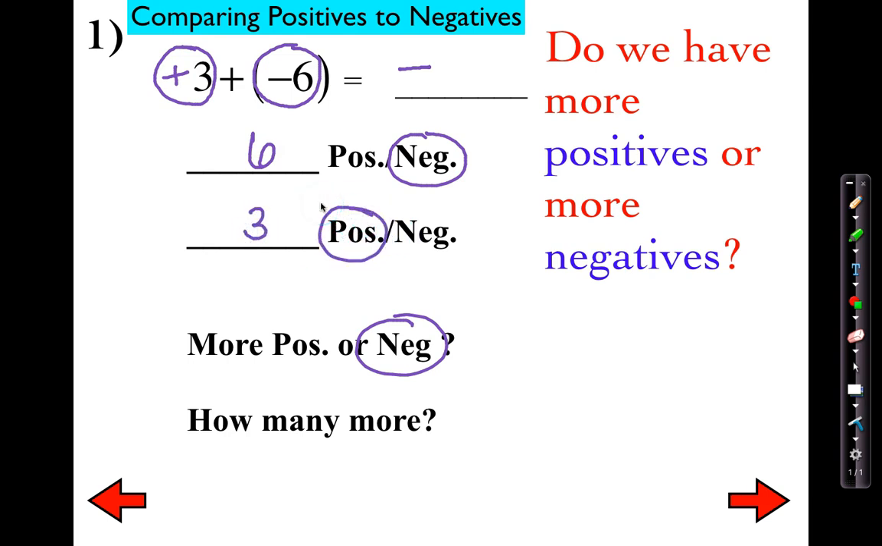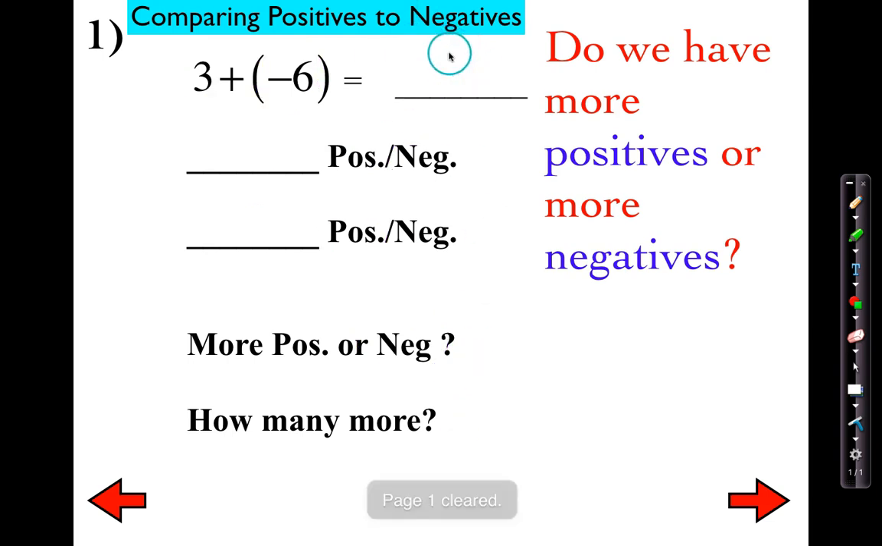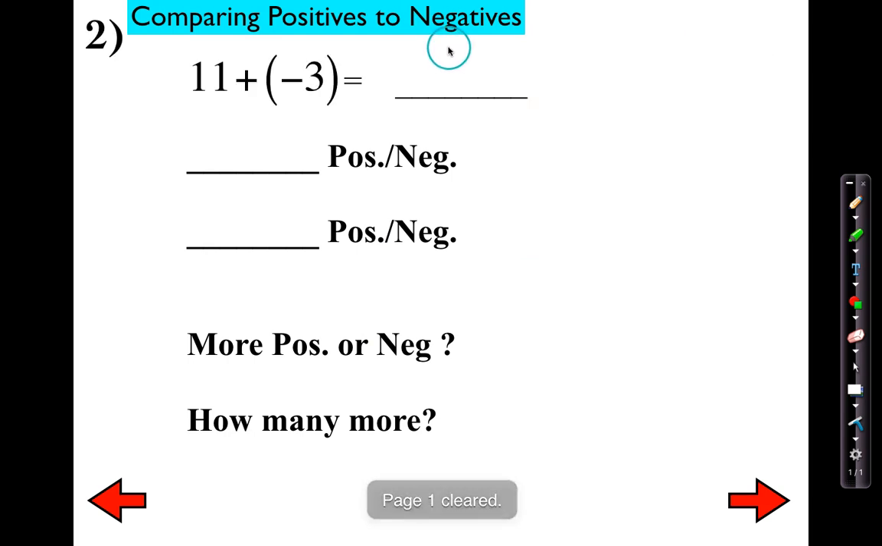So now the question is, how many more negatives are there than positives? There are 6 negatives and 3 positives. So how many more negatives are there than positives? Well, if there's 6 negatives and 3 positives, I would say there's 3 more negatives. So I'm going to go ahead and say my answer is -3. Okay, so let's go ahead and try another one.